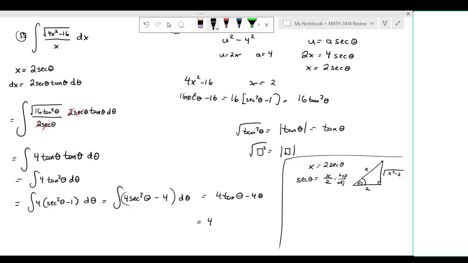So now we see that secant of theta, according to our right triangle, is hypotenuse over adjacent. And theta is theta, right? What can we do with theta here? How do we write theta in terms of x? Sorry, just arc secant.